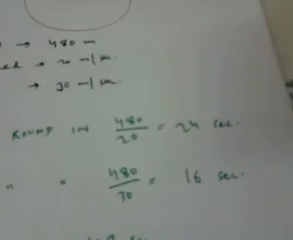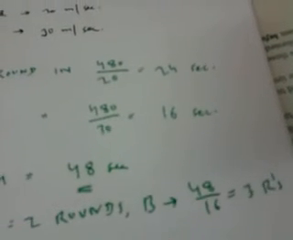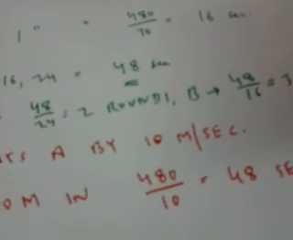Again, let's do method 1 again. A does 1 lap in 24 seconds, B does 1 lap in 16 seconds. So they will do a whole number of laps in 48 seconds. They will meet at the starting point when A has done 2 rounds and B has done 3 rounds. If we look at the clock problem perspective, in clock problems we look at what is the beating time or overtaking time. So B beats A by 10 meters per second.